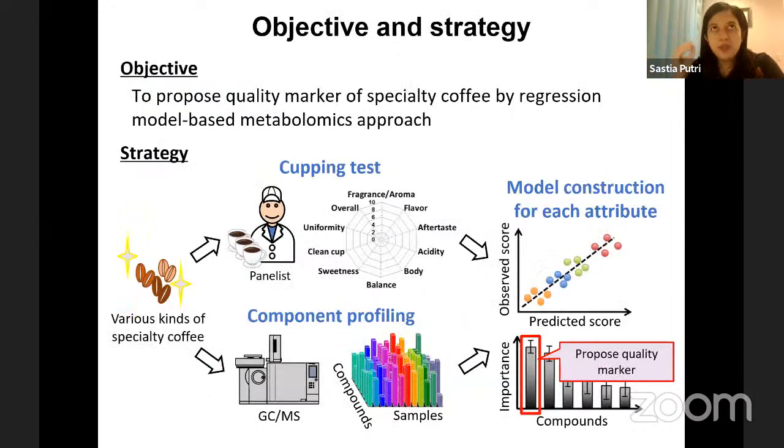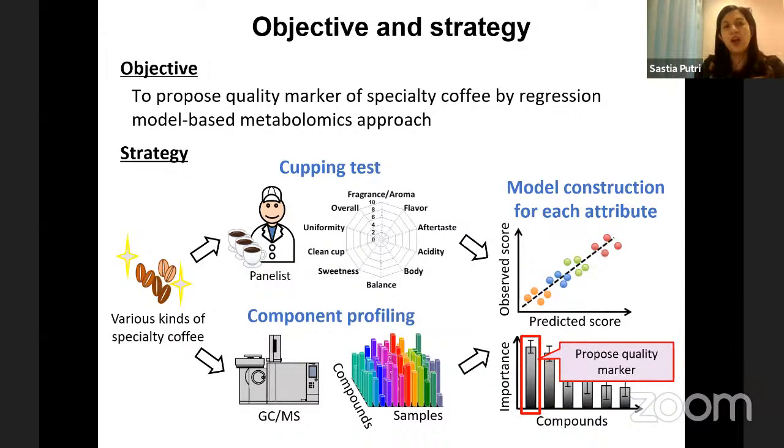So what I would like to know is, is there a commonality every time the cupping score increases? Even though I know coffee from Aceh and coffee from Papua will be very different in terms of their aroma, the acidity, the flavor, is there something in common that always increases when the cupping score increases? So the objective here is to propose a quality marker for specialty coffee only.